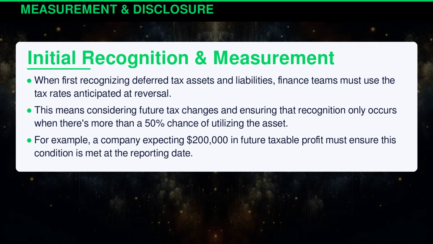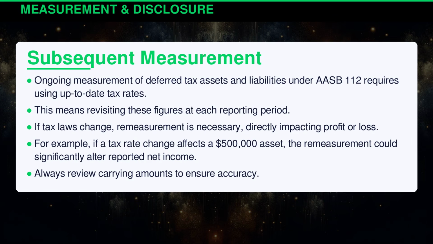When first recognizing deferred tax assets and liabilities, finance teams must use the tax rates anticipated at reversal. This means considering future tax changes and ensuring that recognition only occurs when there's more than a 50% chance of utilizing the asset. For example, a company expecting $200,000 in future taxable profit must ensure this condition is met at the reporting date.